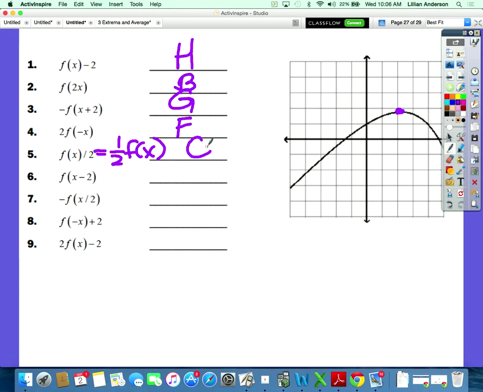This one, f of x minus 2 means I move right 2. So this point is not going to be here, and it doesn't get any bigger or smaller. So the answer is A.